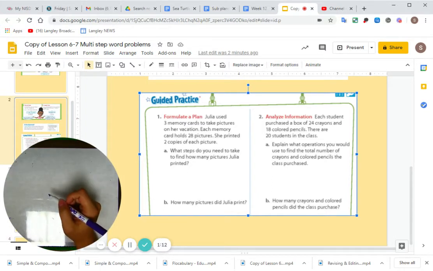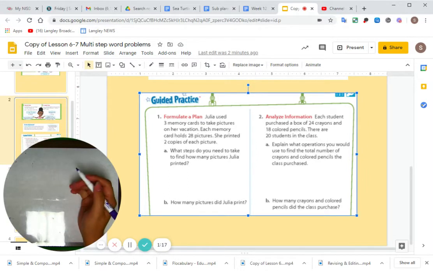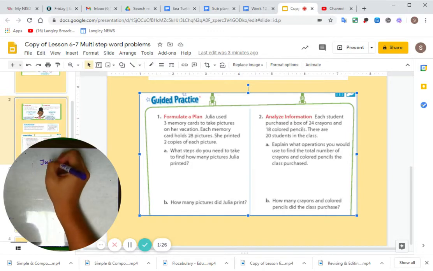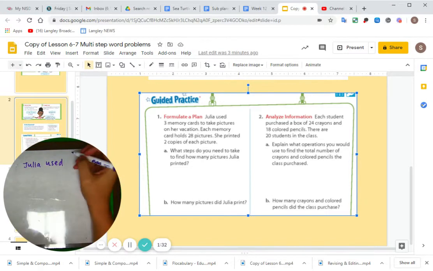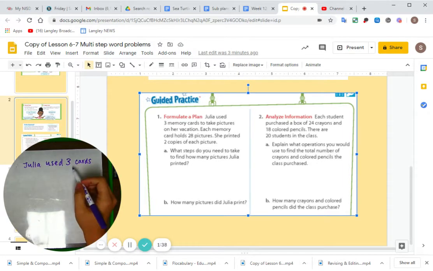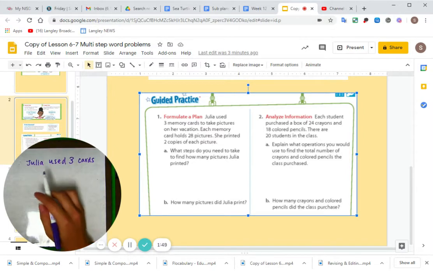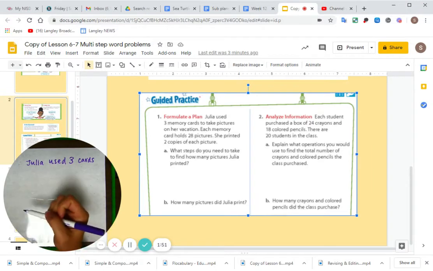All right, it says Julia used 3 memory cards to take pictures on her vacation. So I'm reading that first sentence there, and I want to write out the information that it tells me. Well, the only thing I really need to know from that is that Julia used 3 cards. Okay. I don't need to write out the word memory for me, for Miss Allen. I'll remember that when I say cards, I'm not talking about like playing cards or a deck of cards. I'm talking about those memory cards because that's what the problem's referring to. So Julia used 3 cards, okay, to take pictures.